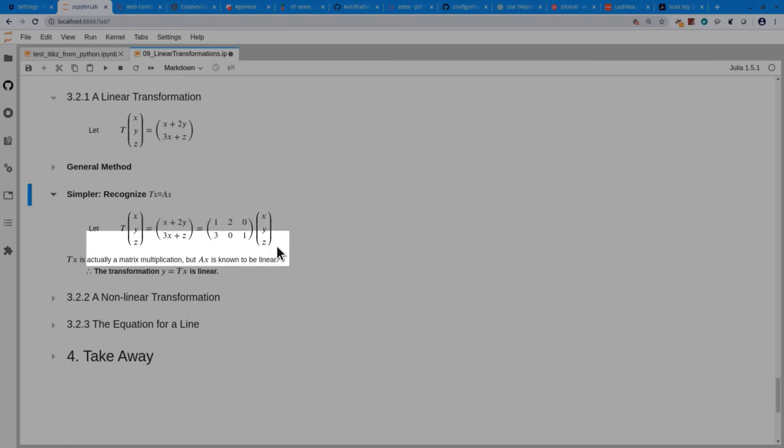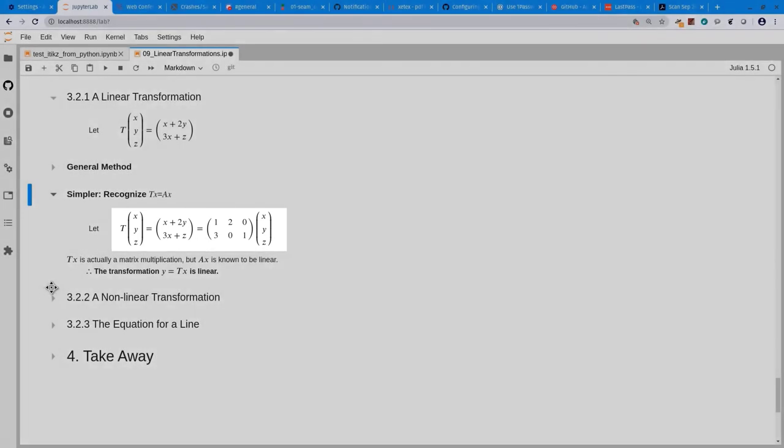And we have a theorem from matrix multiplication that this is linear. Therefore, T is a linear transformation. So when I have to do a computation like this, when I have to check whether or not T is a linear transformation, the very first thing I do is to simply check, can I write it as a matrix? Because if I can, I'm done. If not, I have to go through a general method.